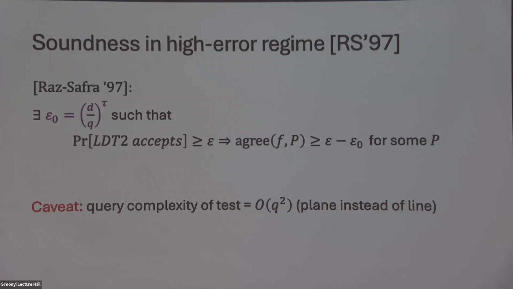So in this theorem, the way the parameterization works is Q is not the query complexity. Q squared is the query complexity. Q is the size of the field. So Q is the size of the field throughout. Okay. Questions?